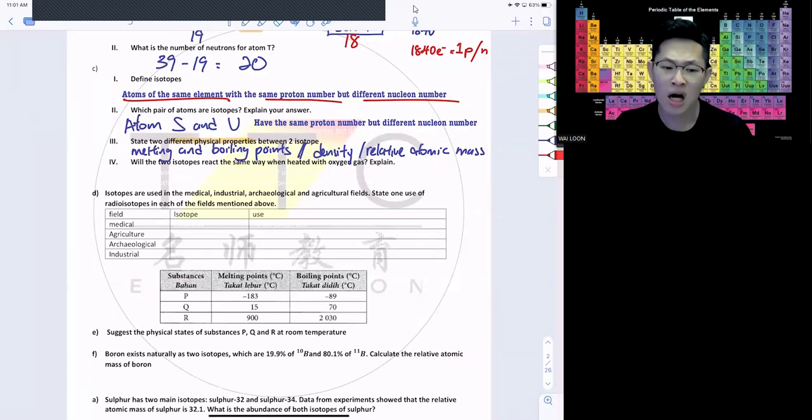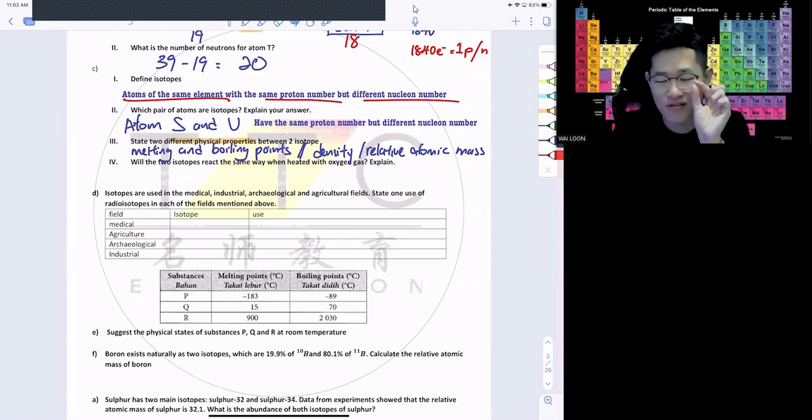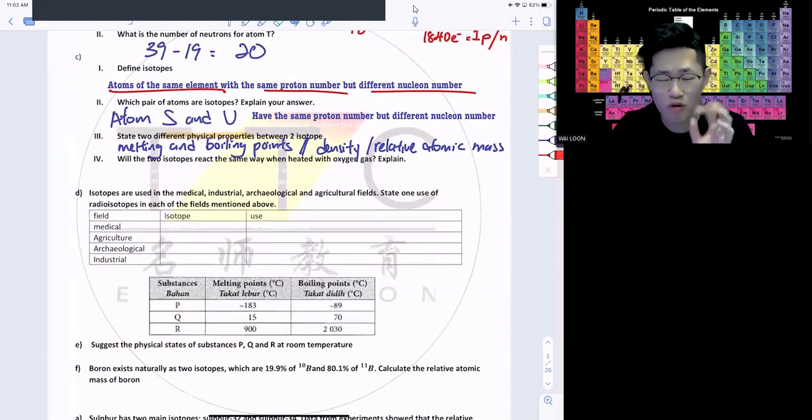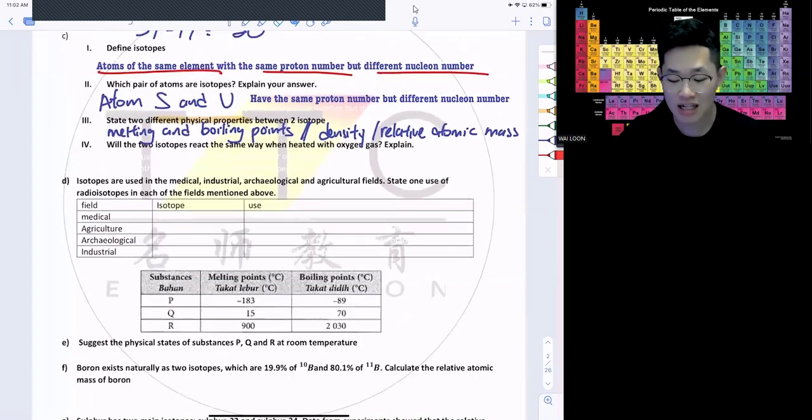Atomic size. Try not to write atomic size, because they have the same amount of protons. So most likely their electron attraction is the same, so the size will most likely be the same. So don't write that one, because the difference is a very, very slight difference, almost not able to measure. Reactivity can or not? Cannot. Okay, look at the next question.